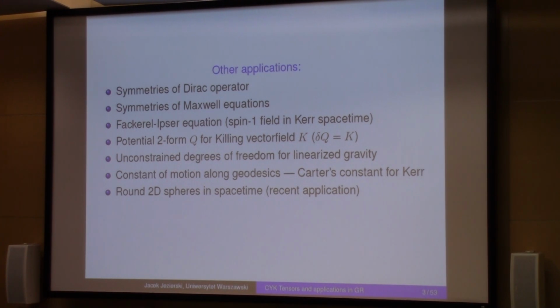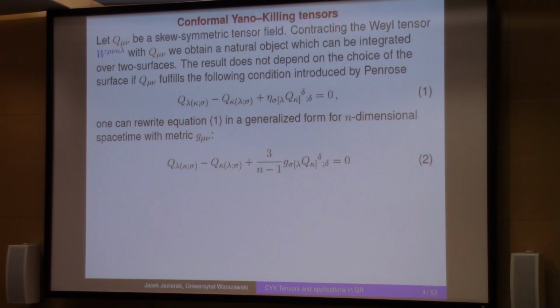And the very recent application, which I learned a week ago, is that in these type D spacetimes which admit conformal Yano, this tensor helps to construct round spheres. So there's a problem on how to construct round spheres in spacetime and how many of them exist, etc. Okay, so this is the beginning.